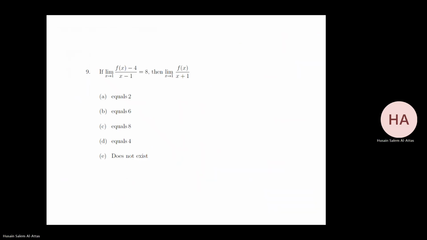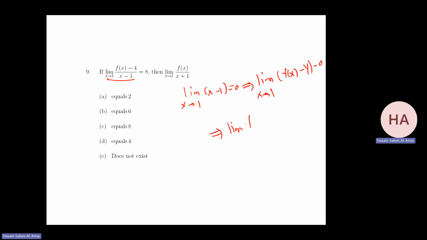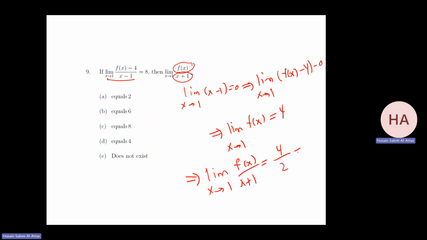Same idea. Since the limit in the numerator and the denominator equal 0, for sure the limit in the numerator should be equal to 0. We did that before. So that means the limit of f of x as x goes to 1 equals 4. Now what he wants is this limit, which exists. So we just substitute. The limit as x goes to 1 of f of x over x plus 1: that will be 4, and this one will be 1 plus 1, 2. So the answer is 2.